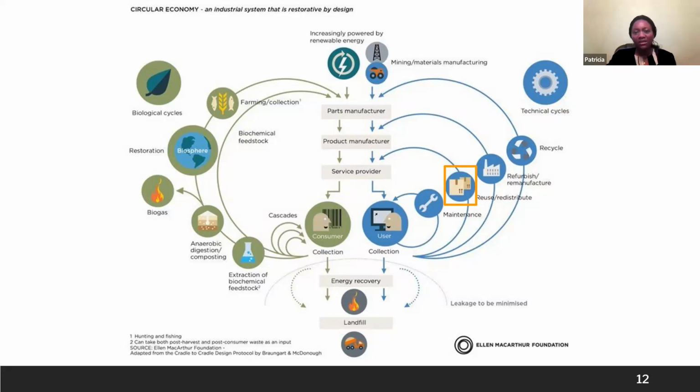On the right, we see machines, mining, manufacturing. On the left, we have the chemical feedstock, the biosphere, biological cycles, while we have the technical cycles on the right. And in this study, we focused on reuse. In the orange box, we see reuse and redistribute.